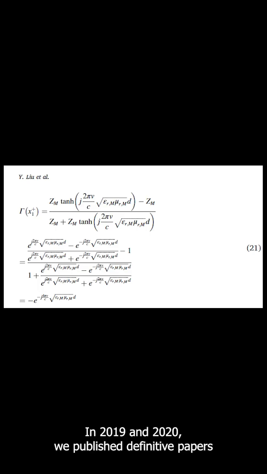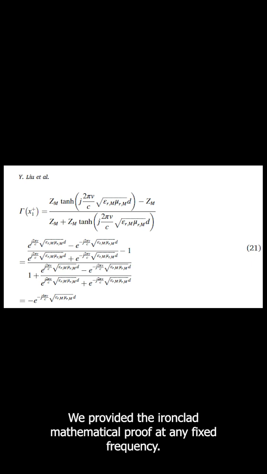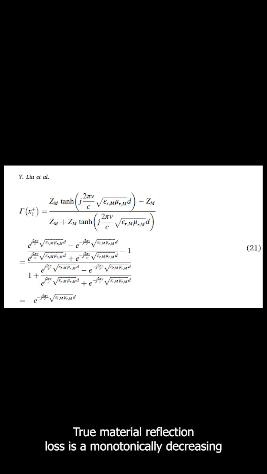Stage 3: The mathematical proofs of monotonicity. In 2019 and 2020, we published definitive papers in the Journal of Materials Science and Materials Chemistry and Physics. In Equation 2 of our 2019 paper and Equation 21 of our 2020 paper, we provided the ironclad mathematical proof: at any fixed frequency, true material reflection loss is a monotonically decreasing function of sample thickness. Period. The thicker the sample, the more it absorbs. There are no magical peaks for a bulk material. The peaks are a property of backed films, not the material.